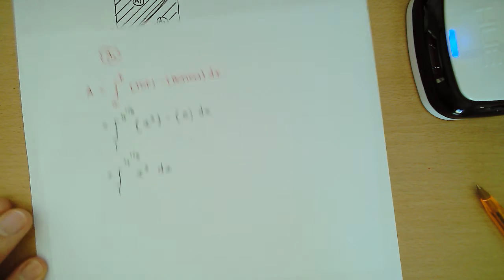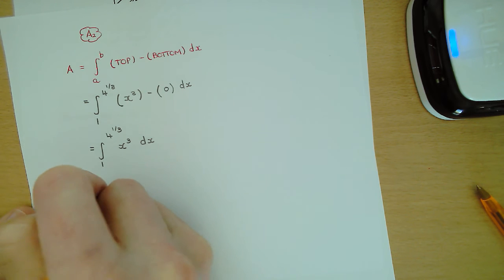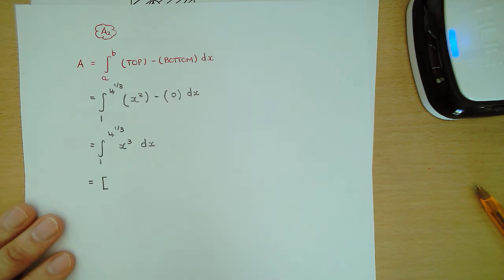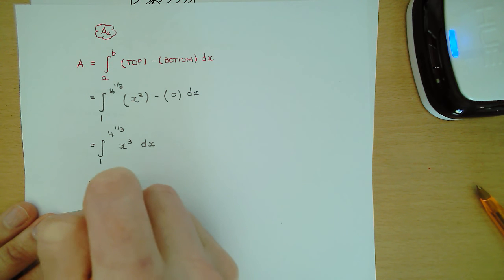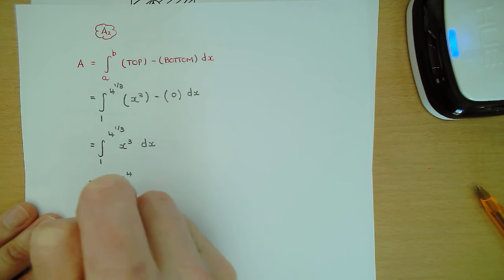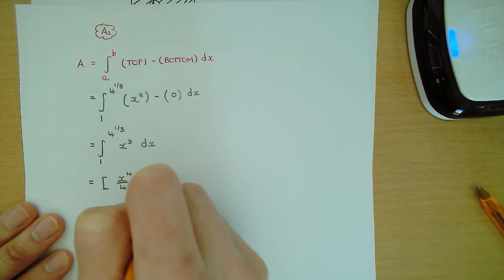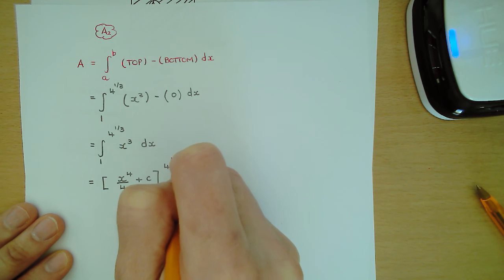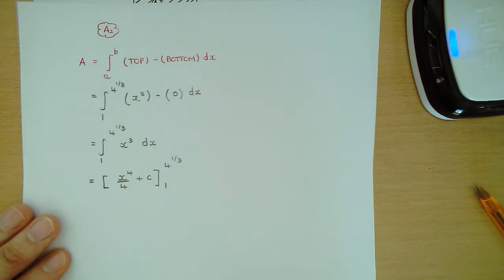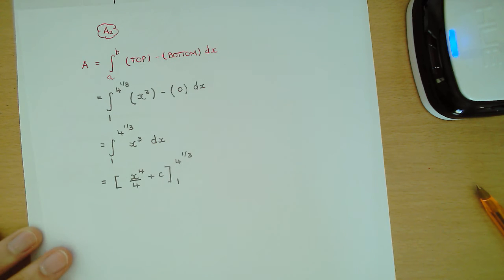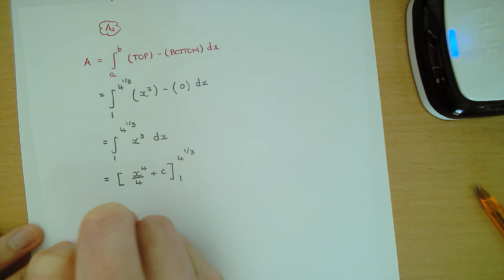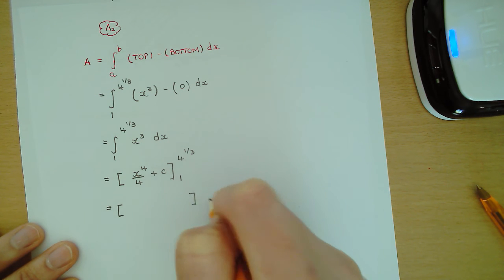So we're good to integrate, so add 1 to the power, divide by the new power, and we're using square brackets because we're integrating with limits. So we're going to have x to the power of 4 all over 4 plus c, and then we put our limits outside. 4 to the power of a third, and then 1. Okay, let's tidy it up then. So we're going to break it up into two separate sets of square brackets with a minus between them.